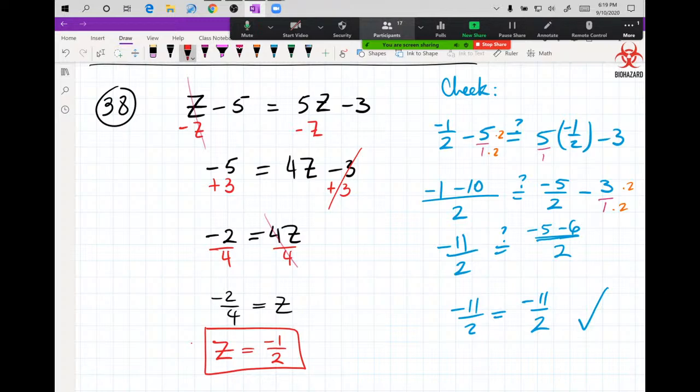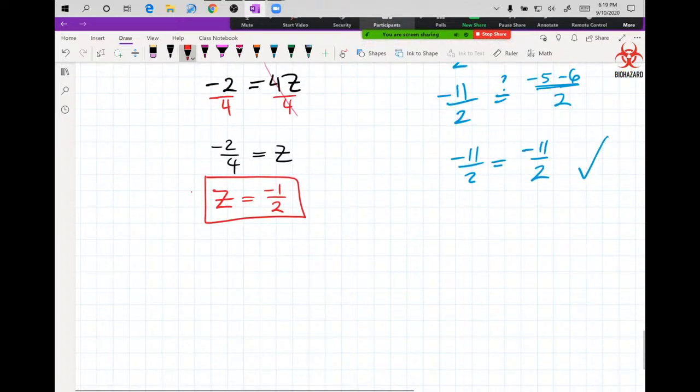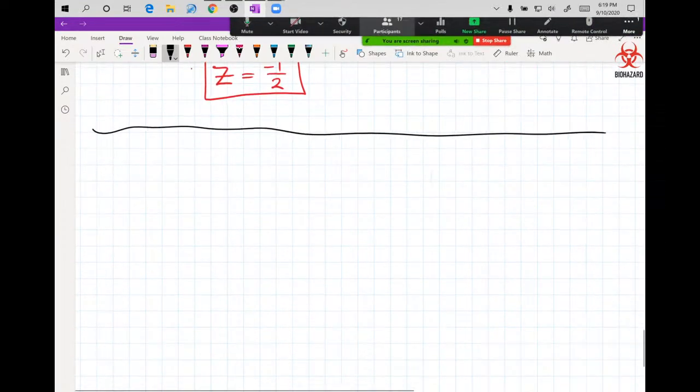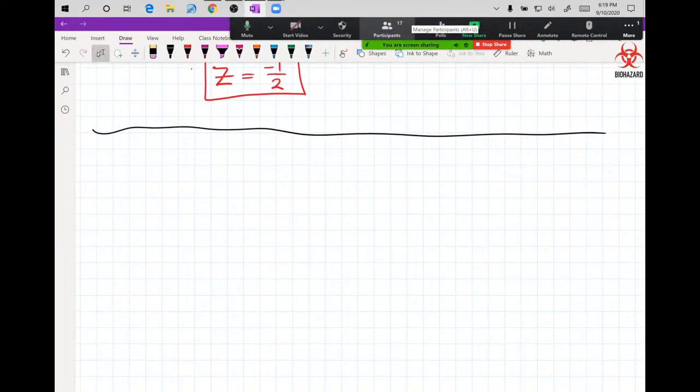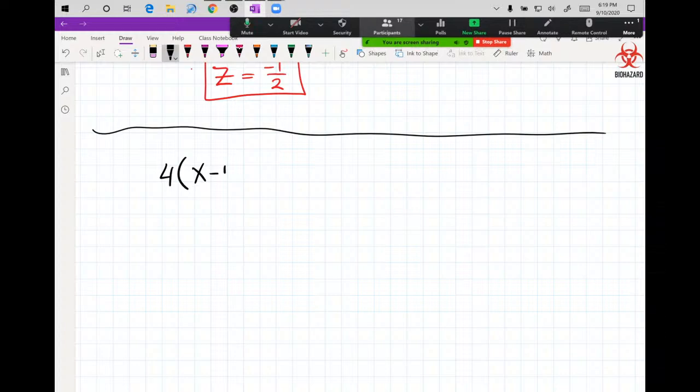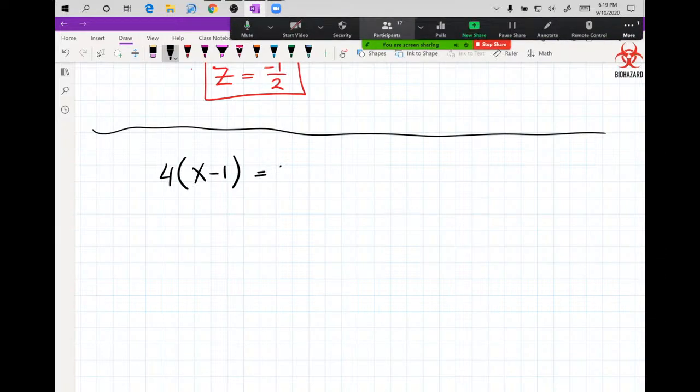Let's take a look at more examples. This is just examples, examples, examples, and then you keep practicing. Let's try problem 4: x minus 1 equals 5. This is problem 41 in the textbook if you care.